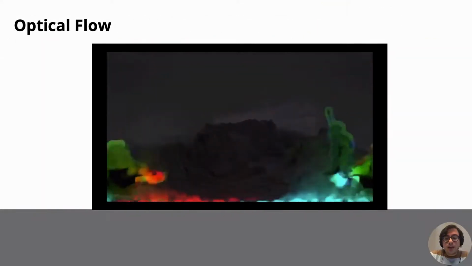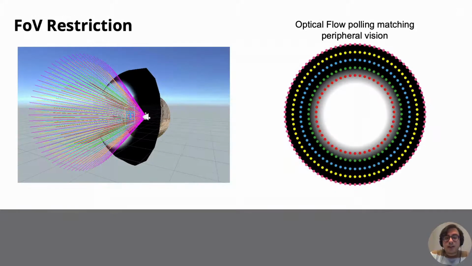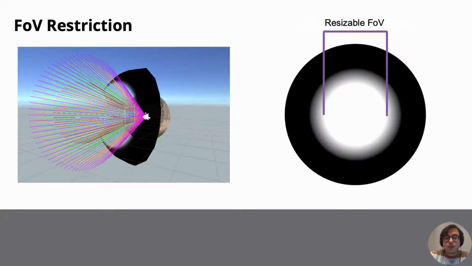We use a Gunnar Farnebäck dense optical flow algorithm and group those values into a grid. During runtime, if there is movement as detected in the automatic classification, concentric rings of raycasters poll for optical flow values in the periphery of the field of view and adjust the field of view accordingly.